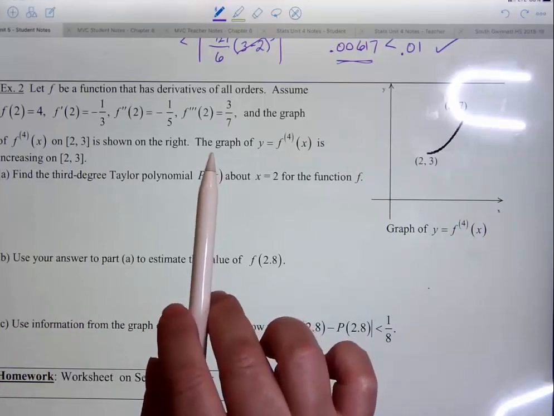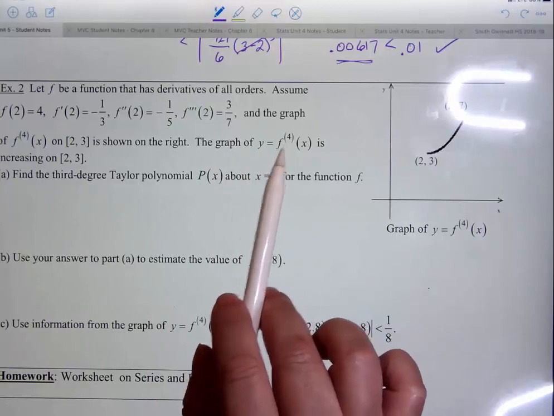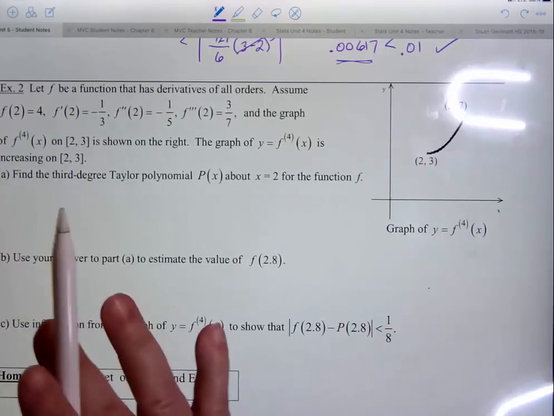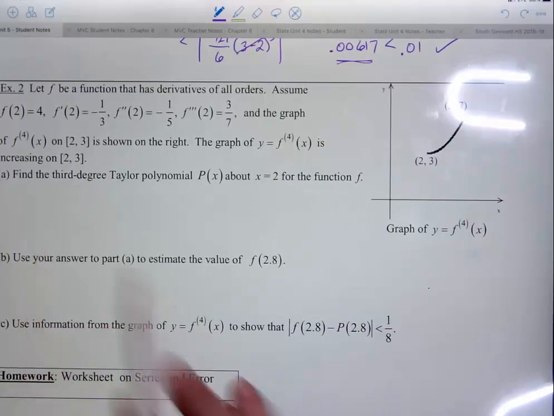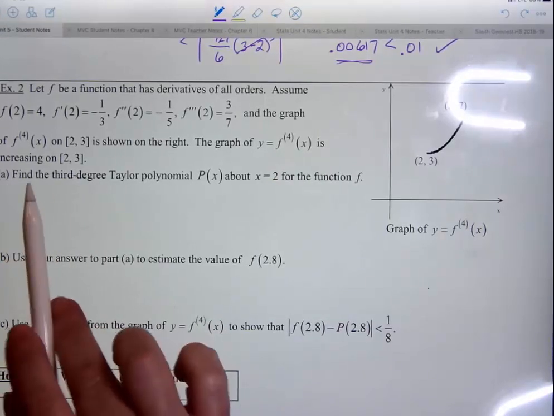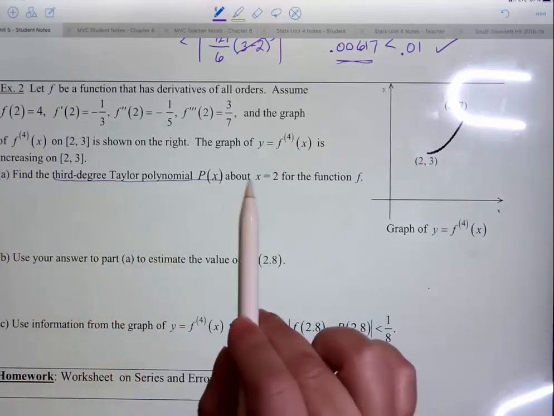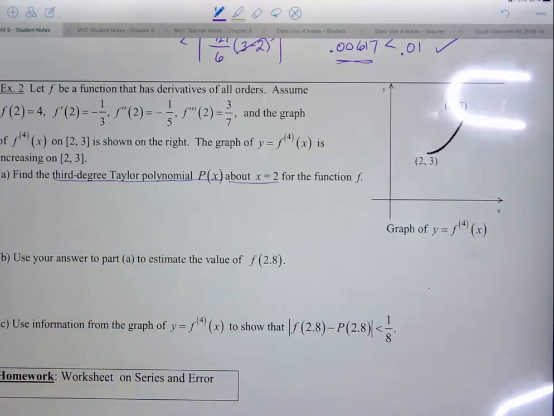The graph of y equals the fourth derivative is increasing on 2 to 3. I guess that's important for something. I'm not sure yet what it is. Part A, find the third degree Taylor polynomial p of x about x equals 2 for the function. Now, did we just do that? But a second degree? Yes.